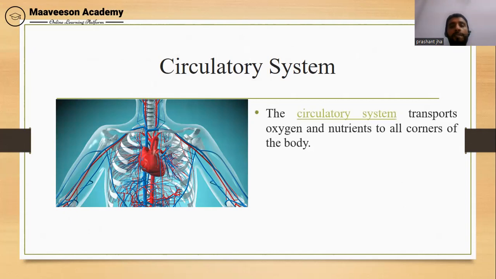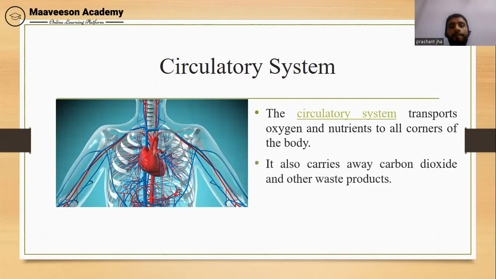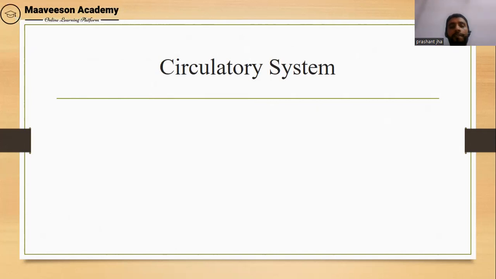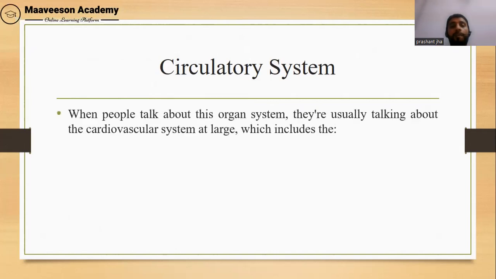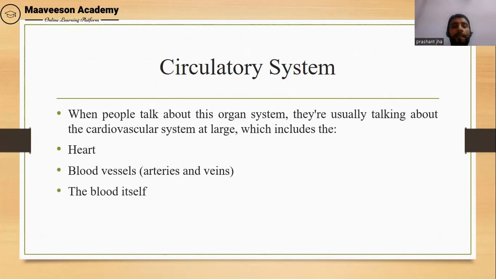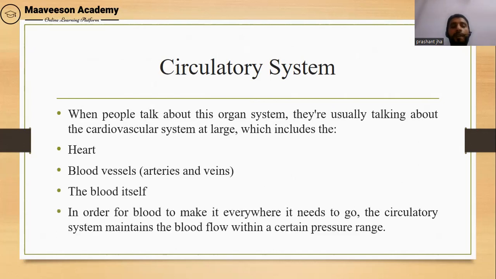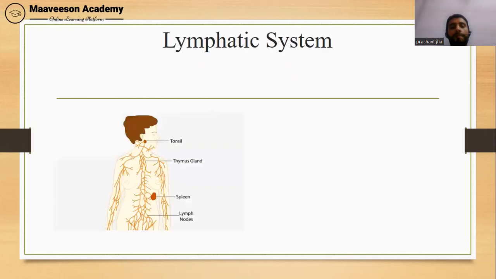The circulatory system transports oxygen and nutrients to all corners of the body. It also carries away carbon dioxide and other waste products. When people talk about this organ system, they are usually talking about the cardiovascular system at large, which includes the heart, blood vessels, including the arteries and veins, and the blood itself. In order for blood to make it everywhere, it needs to go. The circulatory system maintains the blood flow within a certain pressure range.